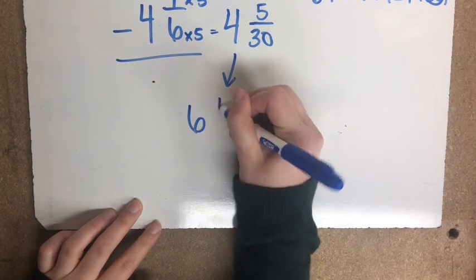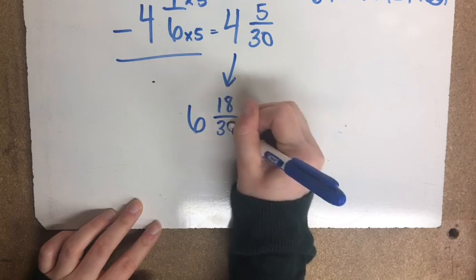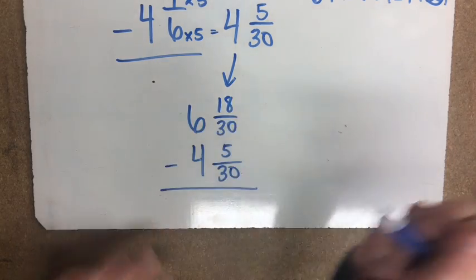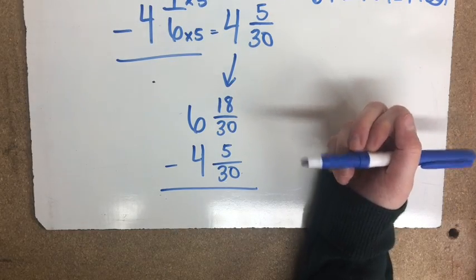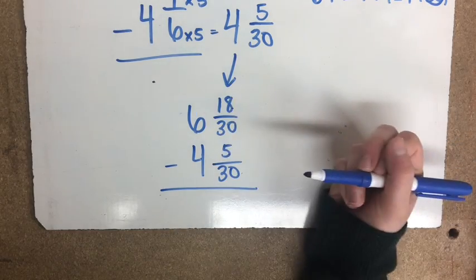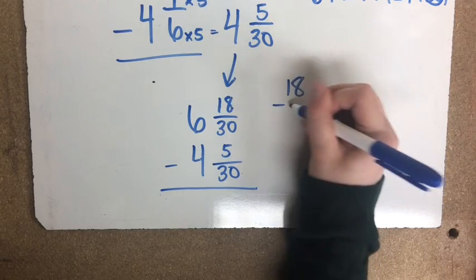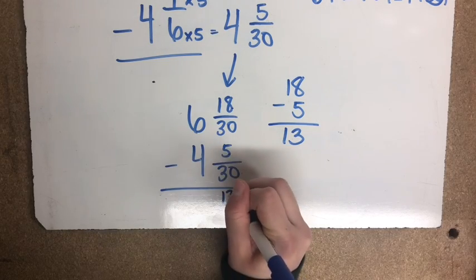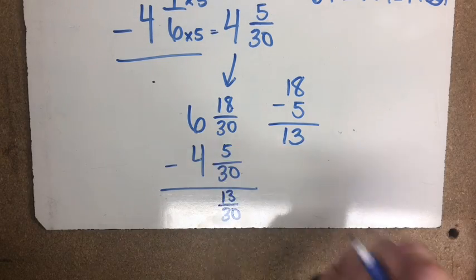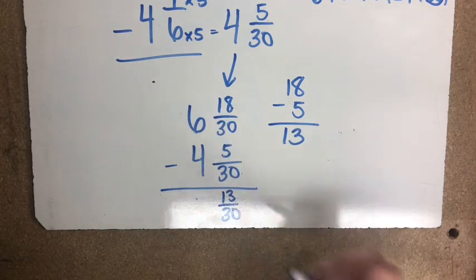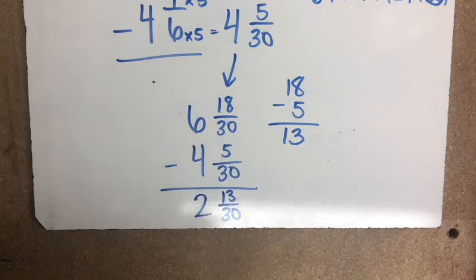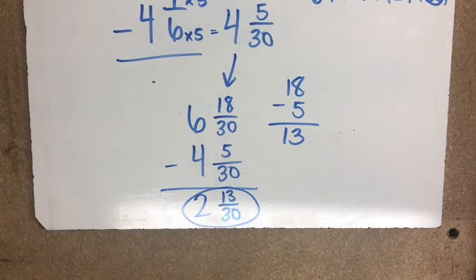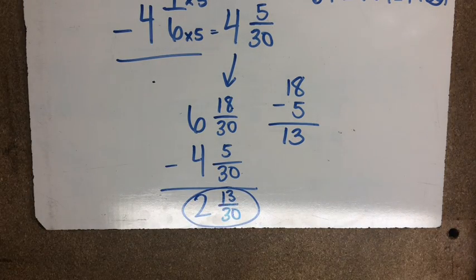Now what you might notice with this problem is that you don't have to regroup in this problem because we have 18 and 5. So that's an easy subtraction problem that I can do, which is 13. Okay, so 18 minus 5 is 13, 6 minus 4 is 2. So 2 and 13/30 would be your answer to that problem.